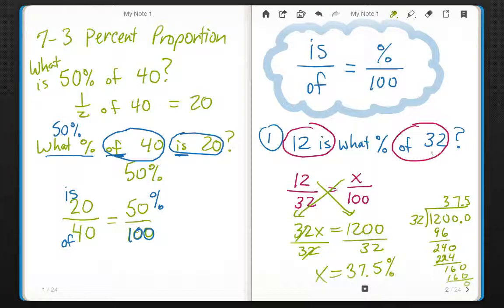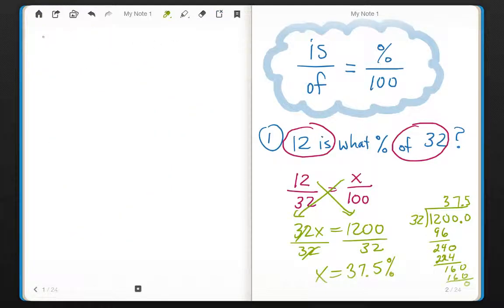Make sense? Okay, let's try another one. You guys try this one. What percent of 5 is 12? And for your notes, I'd like you to write the question. In your homework, you can just go ahead and write your percent proportion. You don't have to copy the question. But for notes, copy the question, and then circle your number that goes with the of and your number that goes with the is. Just in the notes, it's fine.